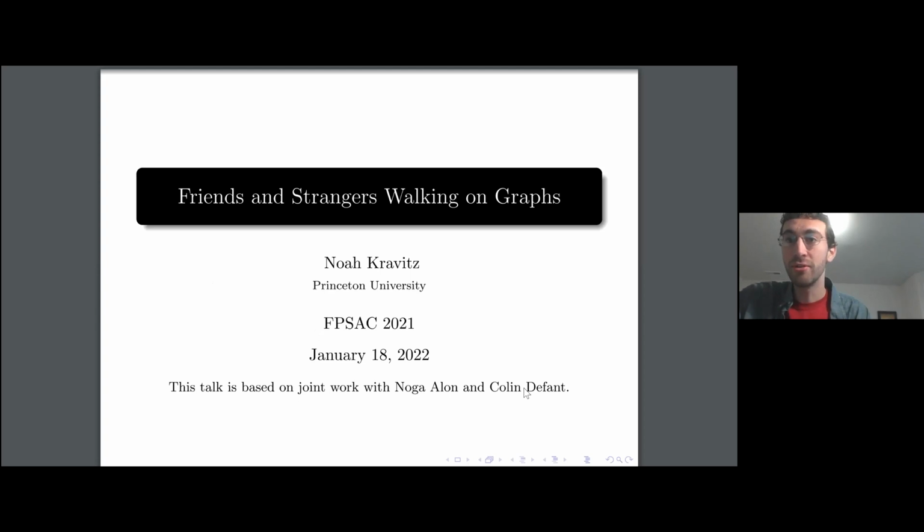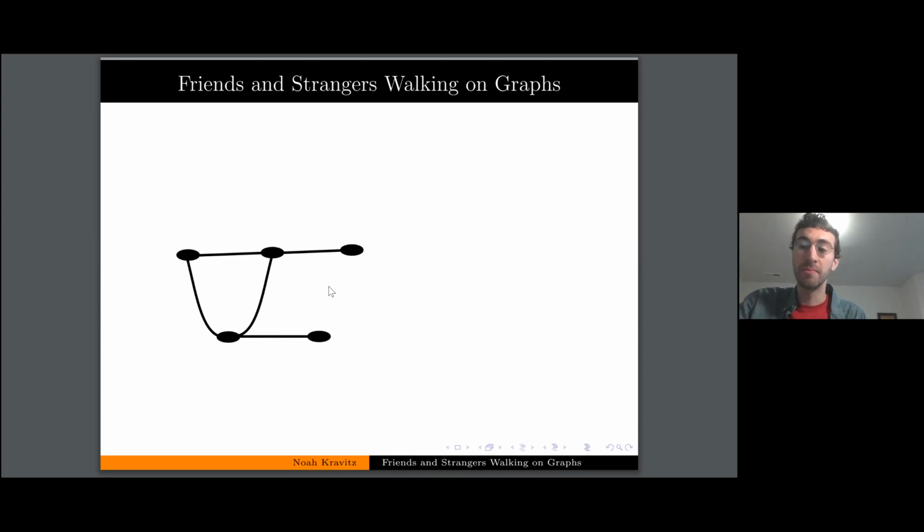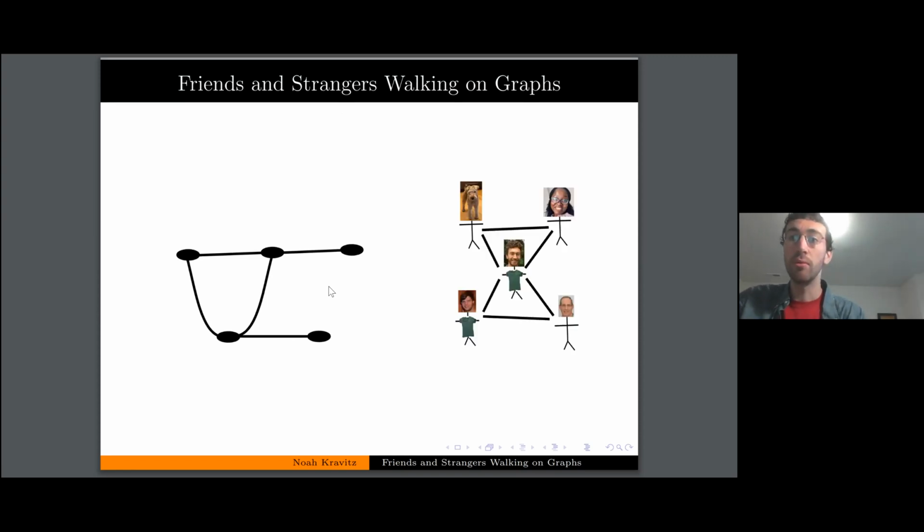So with no further ado, let me tell you what this Friends and Strangers Walking on Graphs thing is all about. So the setup is that we start with a simple graph, for instance, this graph here on 5 vertices. And then we start with some number of people, the same number of people as we have vertices on the graph. And we suppose that some of these people are friends with each other, and some of them are strangers. So here I've drawn an edge between two people if they're friends with each other, and I've not drawn an edge if they're strangers. So here I am in the middle, and here is Noga and Colin.